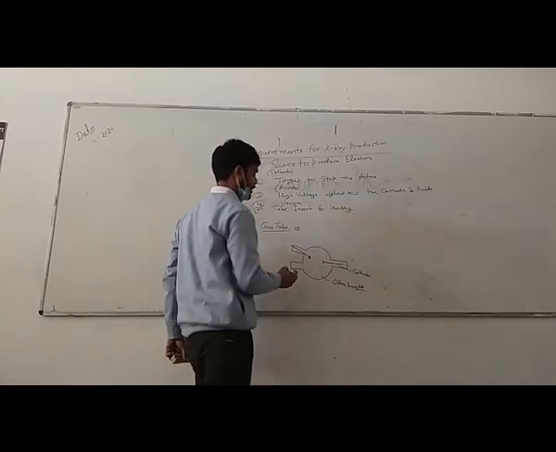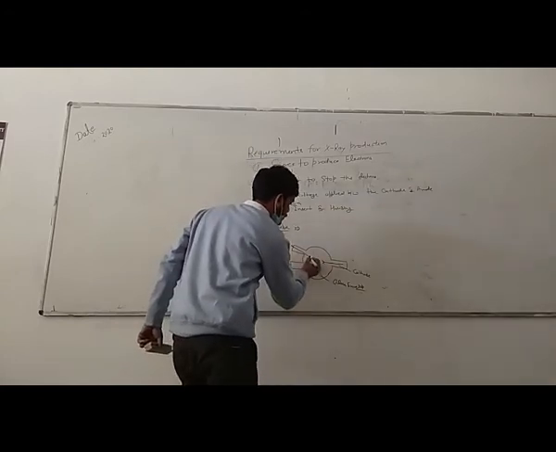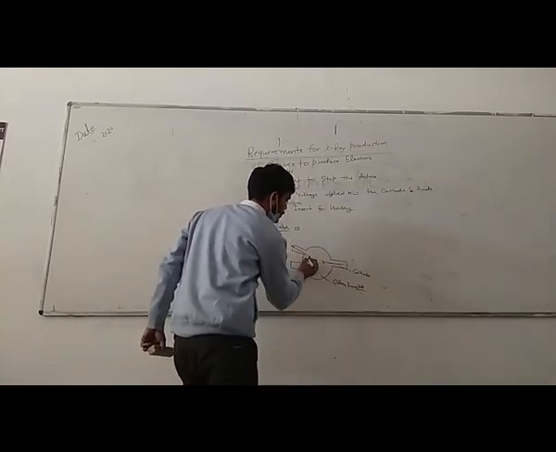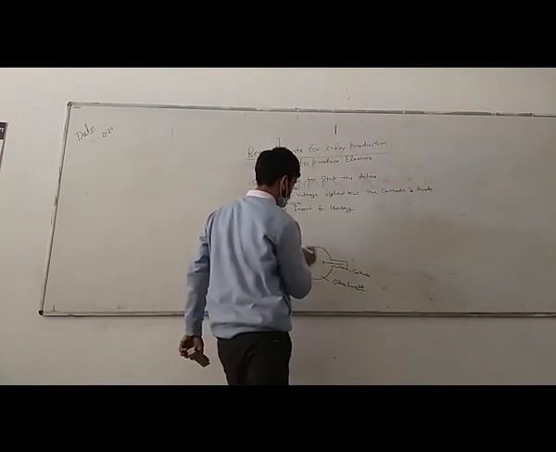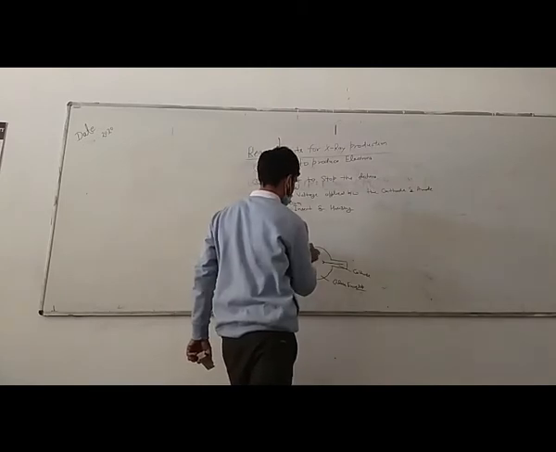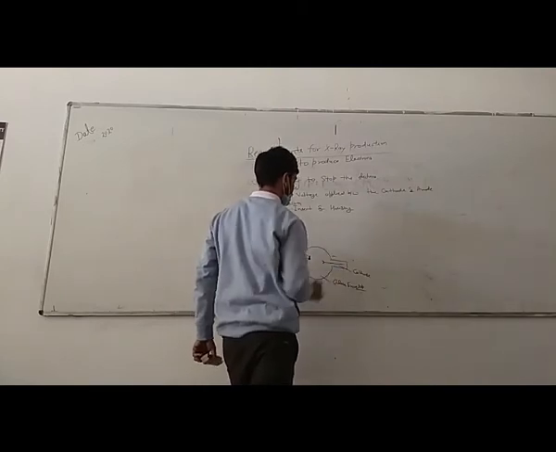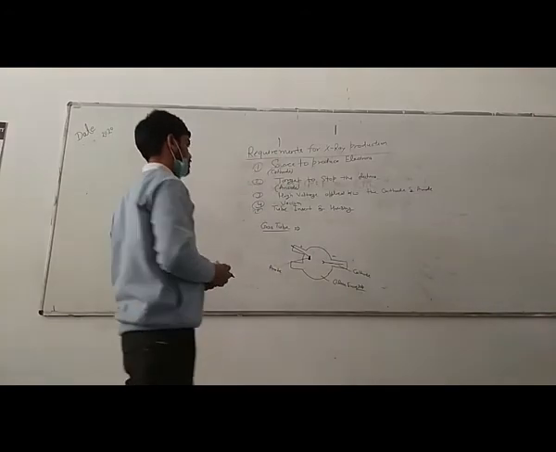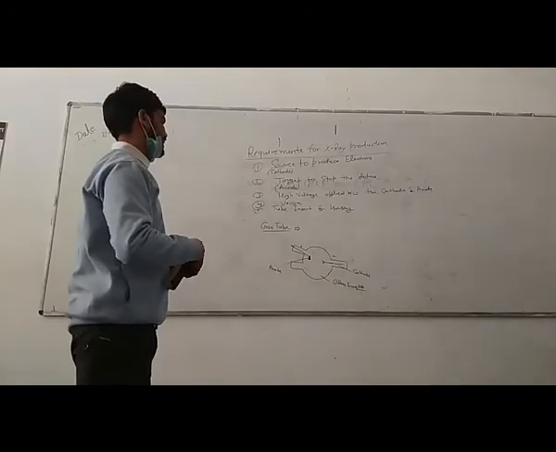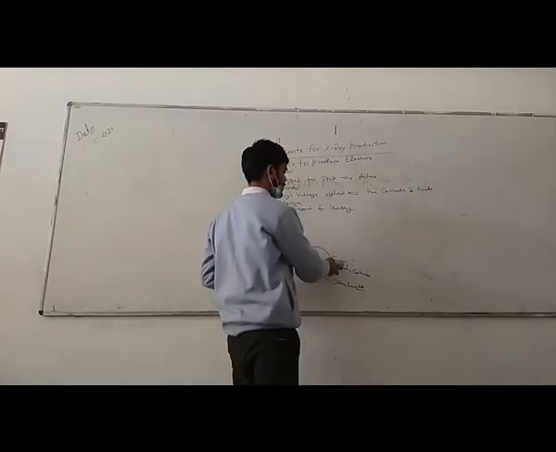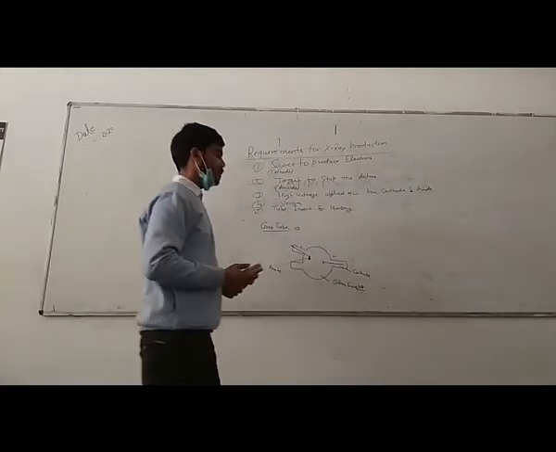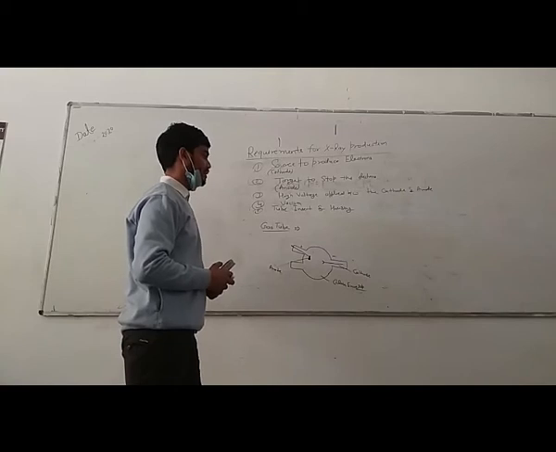This is the anode. The charge of the anode is positive, here is negative. So this is the gas tube. So cathode is made up of tungsten or platinum.